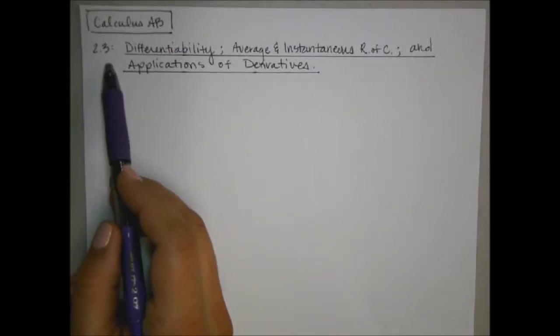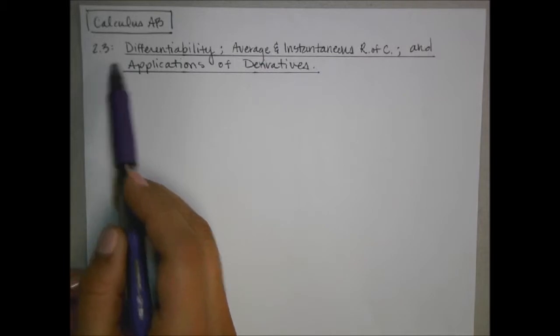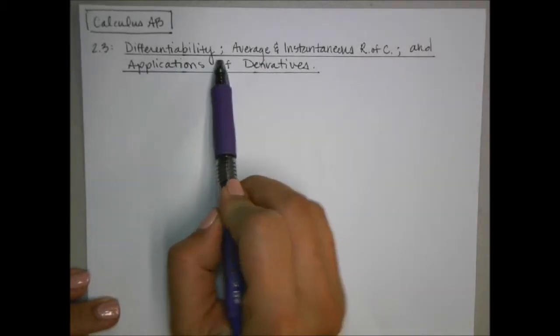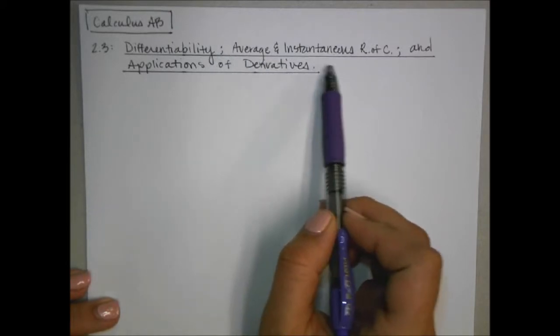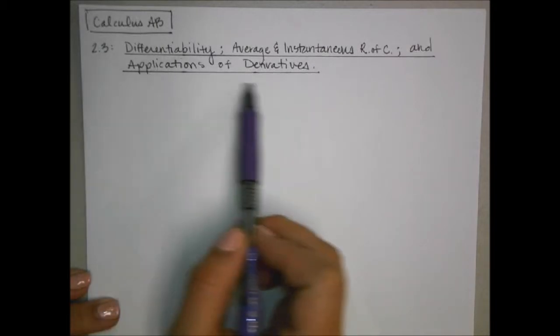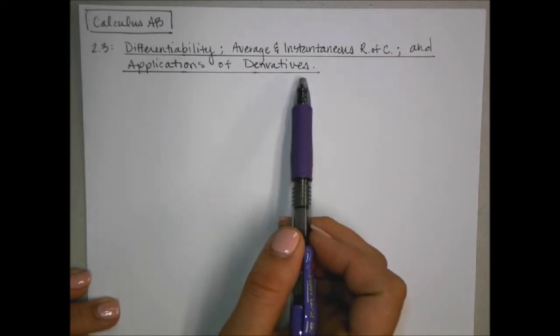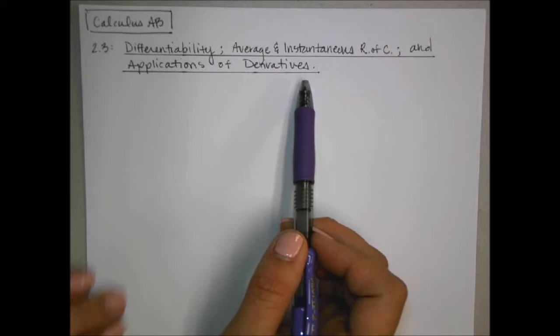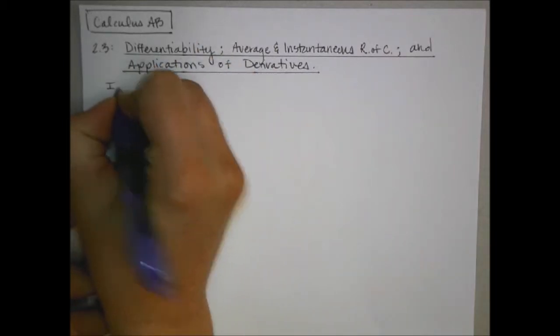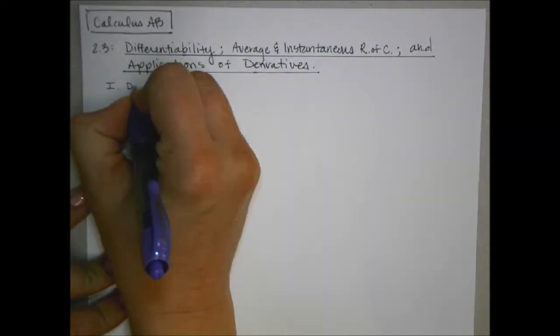In 2.3, we're going to talk about 3 different topics. The first is the definition of what it means to be differentiable. Second, average and instantaneous rates of change. And the last thing is an application of derivatives using position, velocity, and acceleration. So, first topic is differentiability. We're going to go through its definition.